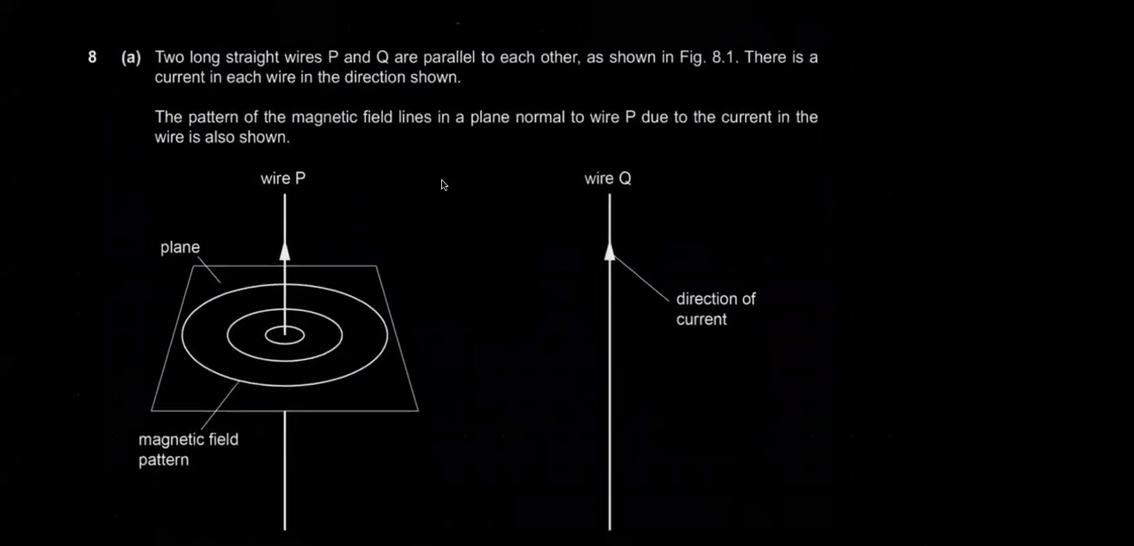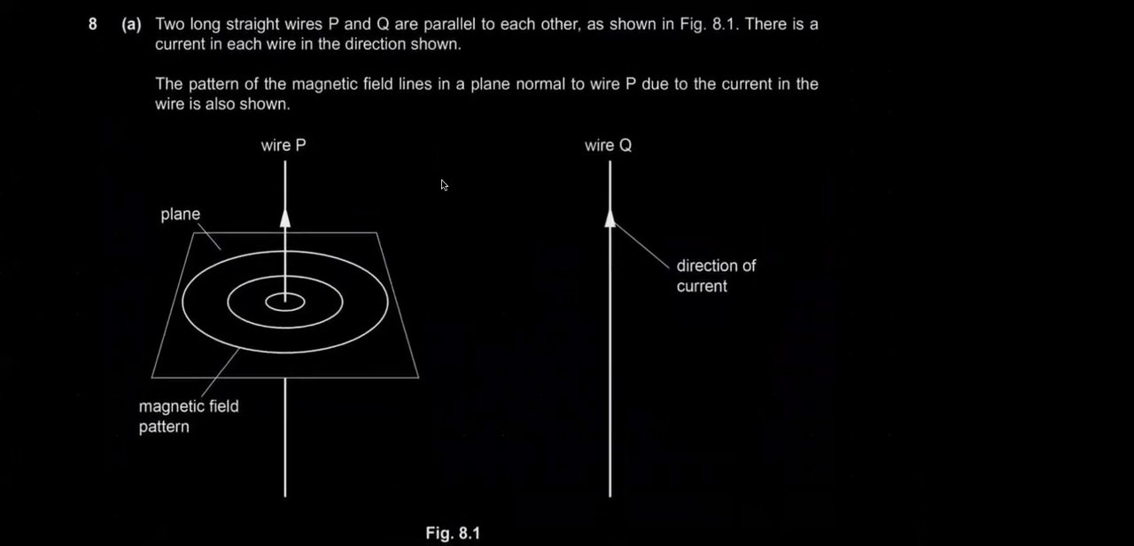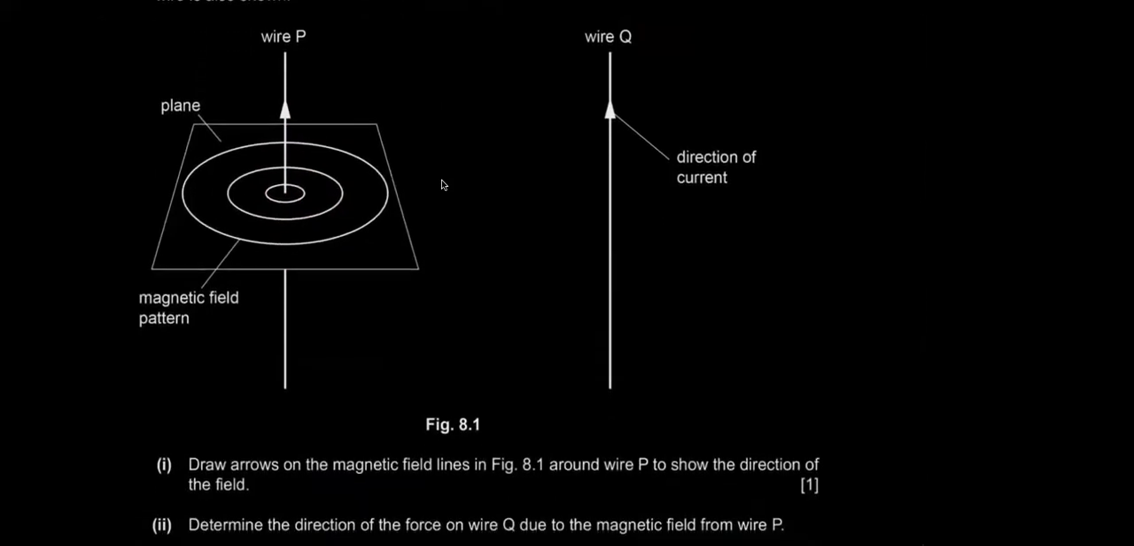So this is question 8. Two long straight wires P and Q are parallel to each other as shown in figure 8.1. There is a current in each wire in the direction shown, right? So both of these are carrying currents in the same direction. The pattern of the magnetic field lines in a plane normal to wire P due to the current in the wire is also shown, right? So these are the magnetic field lines which are forming due to this current in the wire P. So draw arrows on the magnetic field lines in figure 8.1 around wire P to show the direction of the field.